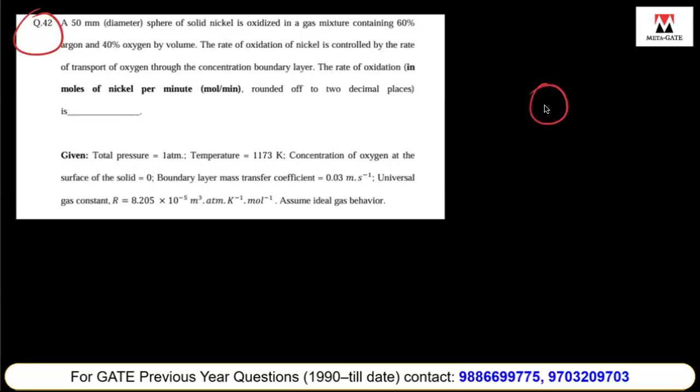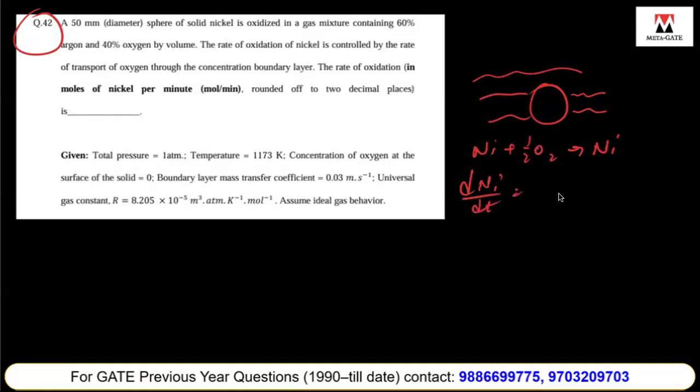So you have this, the diameter of the solid sphere, and you are passing oxygen. So here nickel is reacting with O2 to give nickel oxide. So you can see d nickel by dt is half of dO2 by dt. So you need to find this one. First, if you find the rate of nickel, then you can find the rate of oxidation. So now let's calculate the rate of nickel, how it is happening.